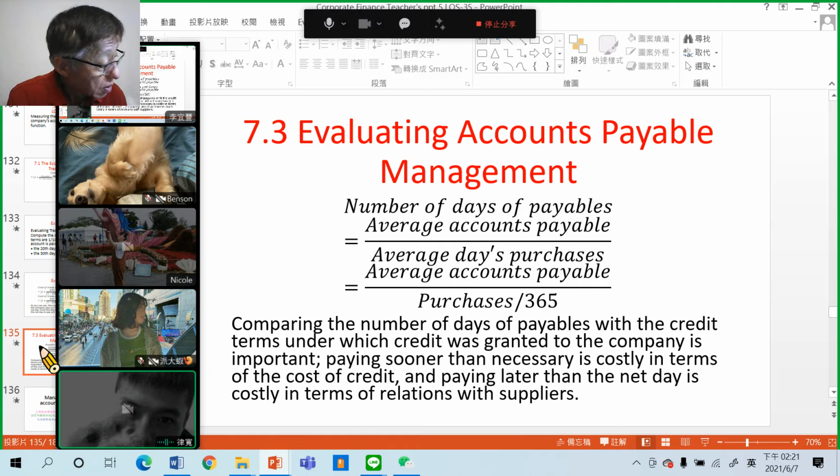Evaluating accounts payable management: the number of days of payables equals average accounts payable divided by average days purchased, which also equals average accounts payable divided by purchases in 1 year divided by 365. Comparing the number of days of payables with the credit terms under which credit was granted to the company is important. Paying sooner than necessary is costly in terms of the cost of credit, and paying later than the net days is costly in terms of relations with suppliers.